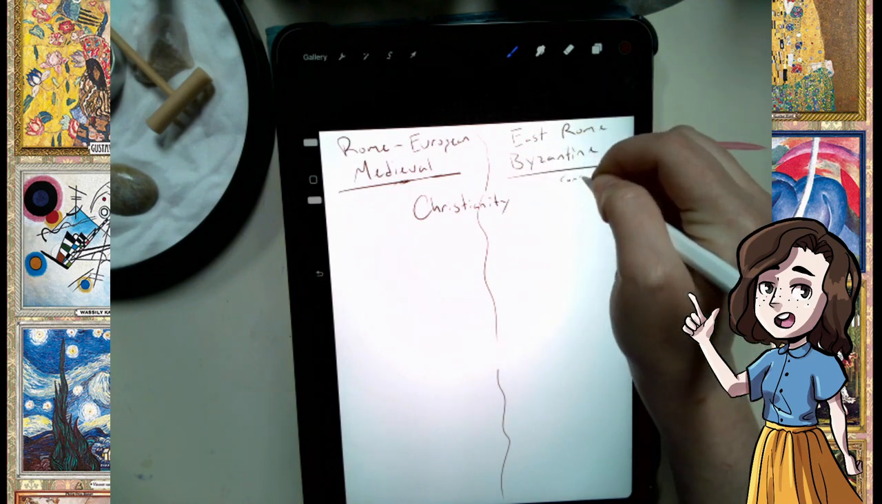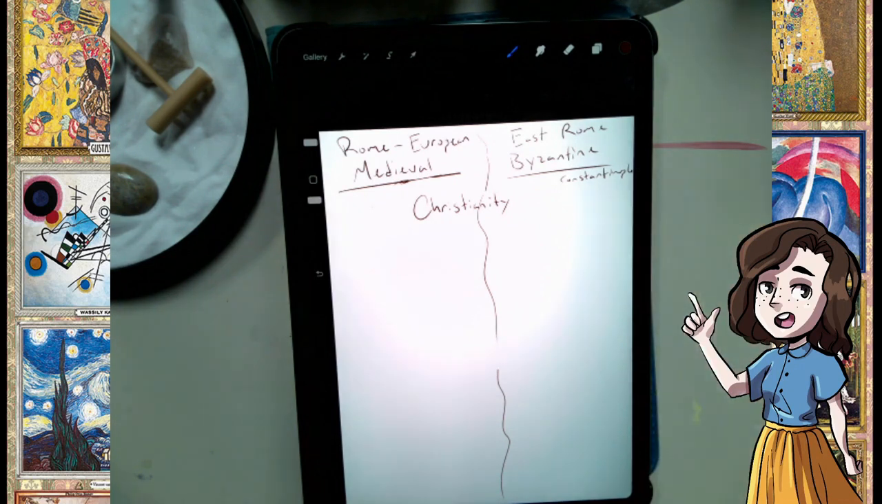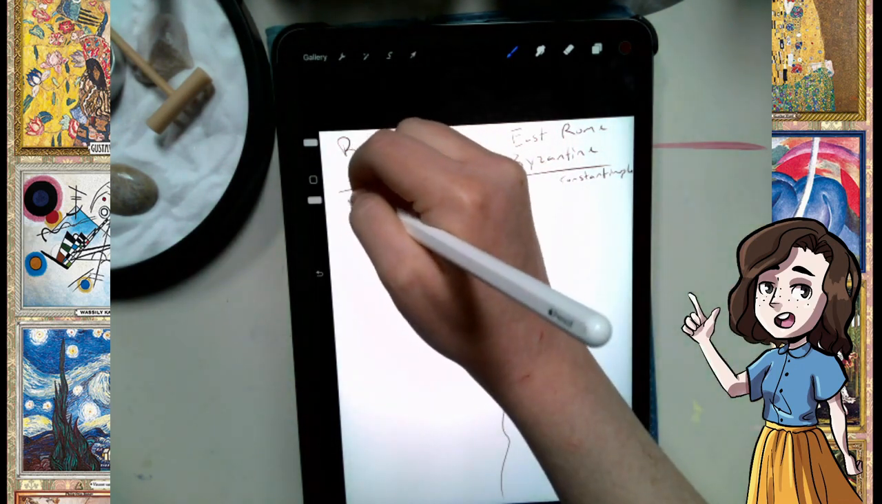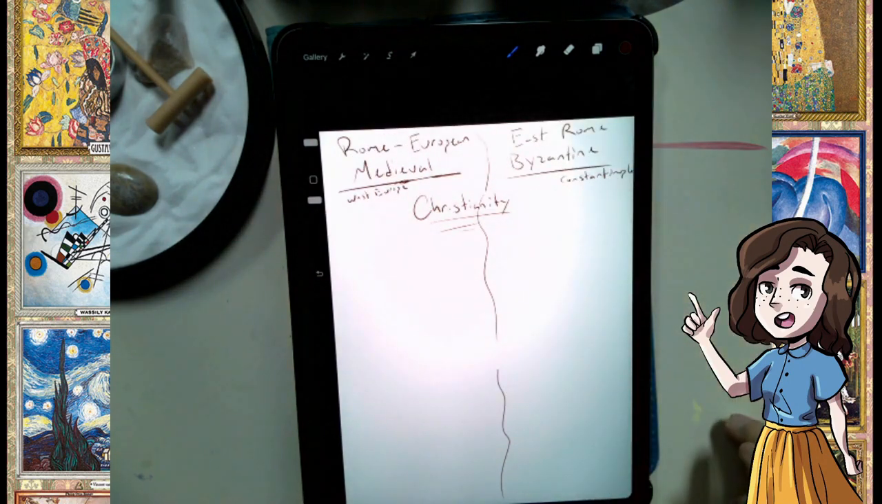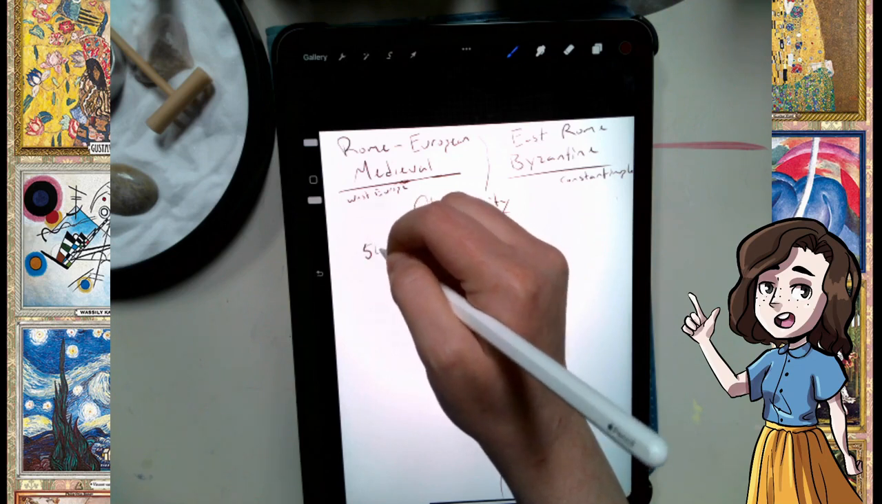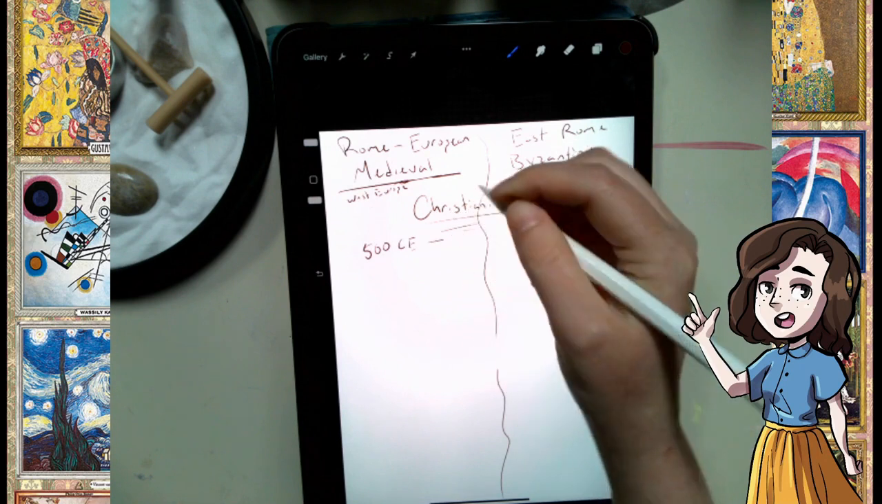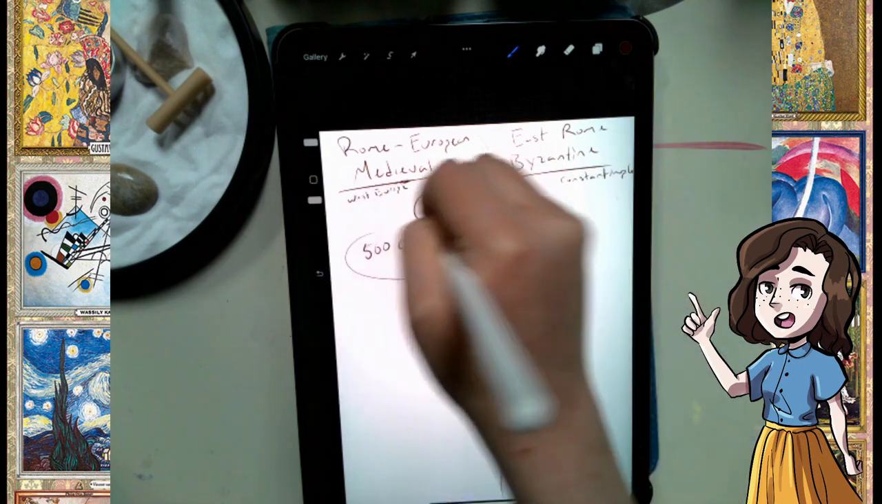Here we're in Constantinople and East Rome, Constantinople. I have to say it every time to write it. And here is more of the kind of West Europe. So Christianity is going to be a major force. So we see that happening at the exact same time. Byzantine lasts a little bit longer, but we're looking at around 500 CE to about 1300 CE as our range for both of these.